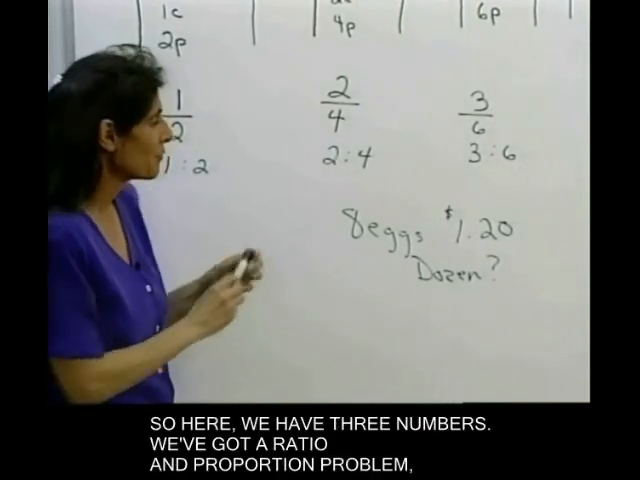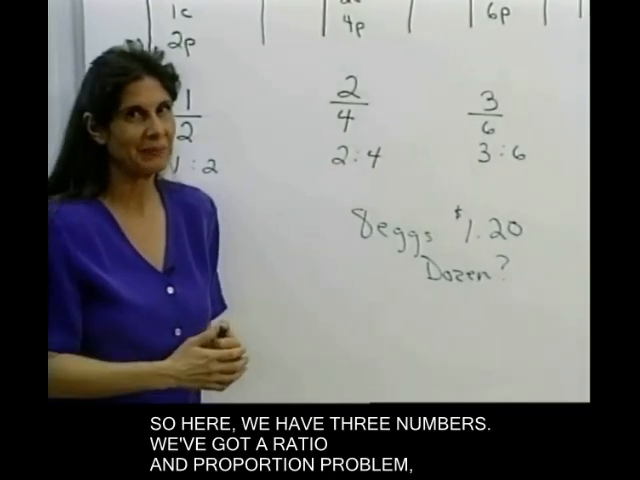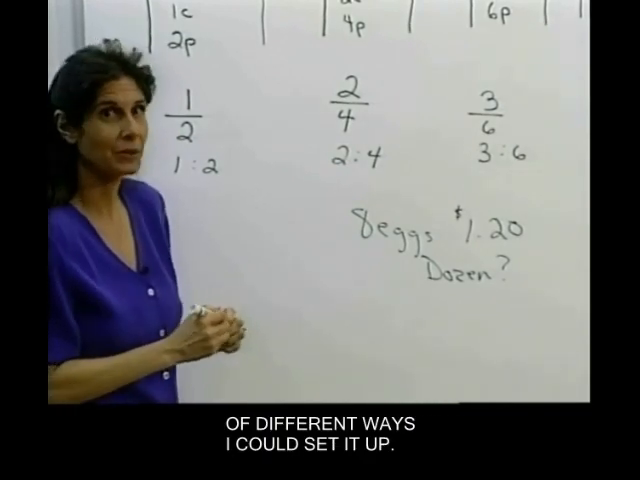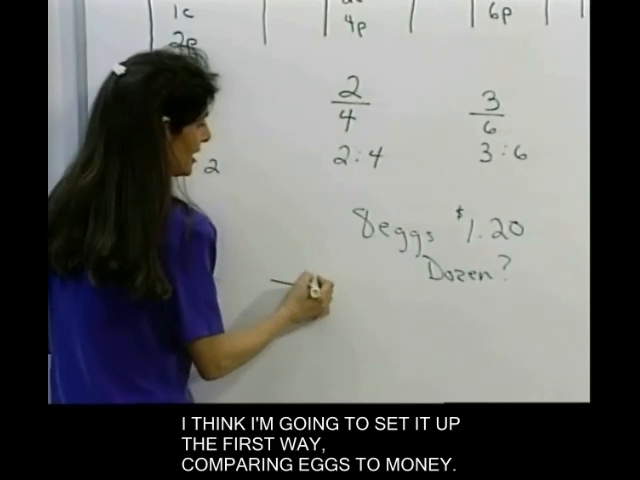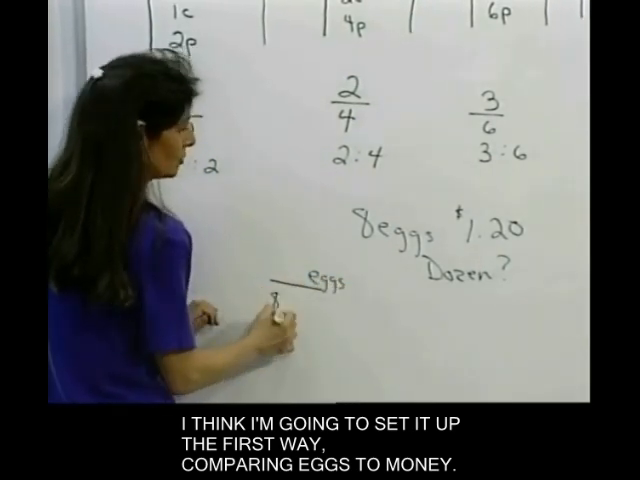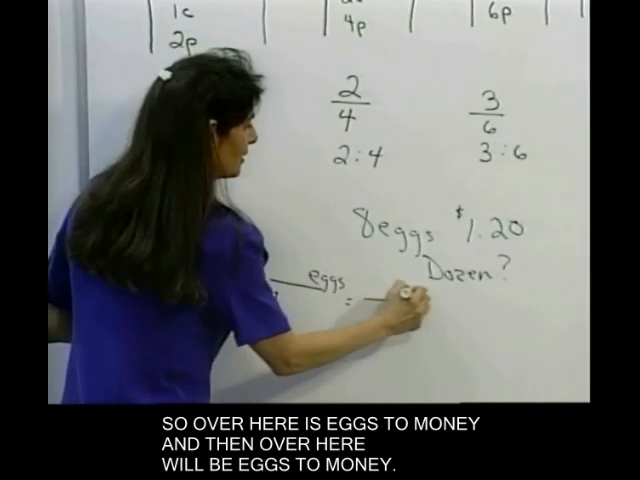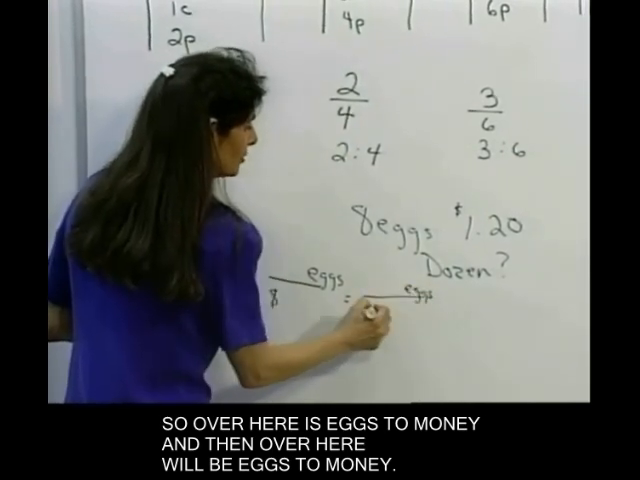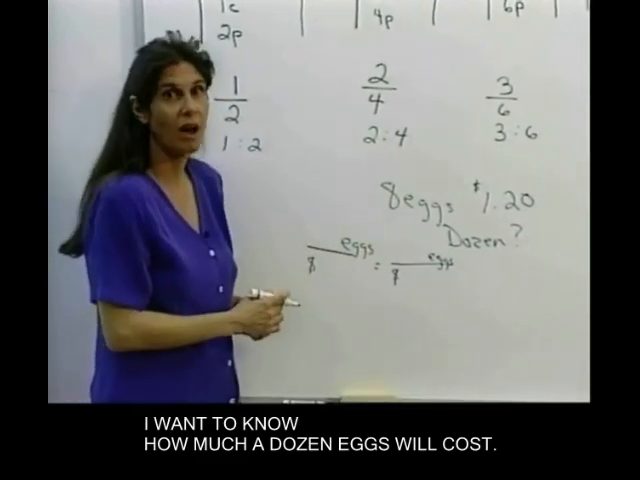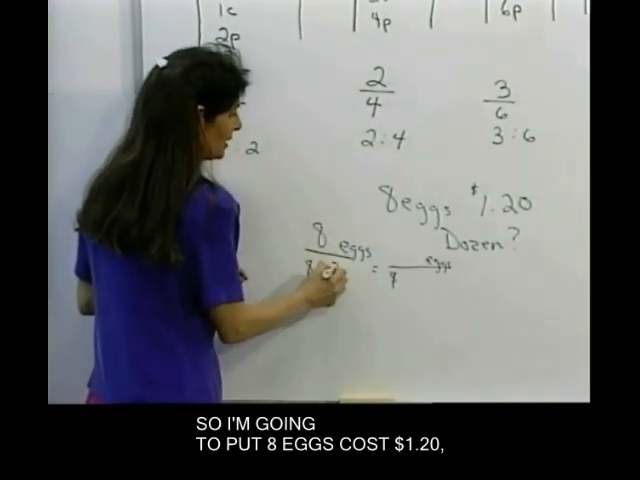So here we have 3 numbers. We've got a ratio and proportion problem. And how am I going to do it? Well, there are a couple of different ways I could set it up. I think I'm going to set it up the first way, comparing eggs to money. So over here is eggs to money, and then over here will be eggs to money. I want to know how much a dozen eggs will cost. So I'm going to put 8 eggs cost $1.20.